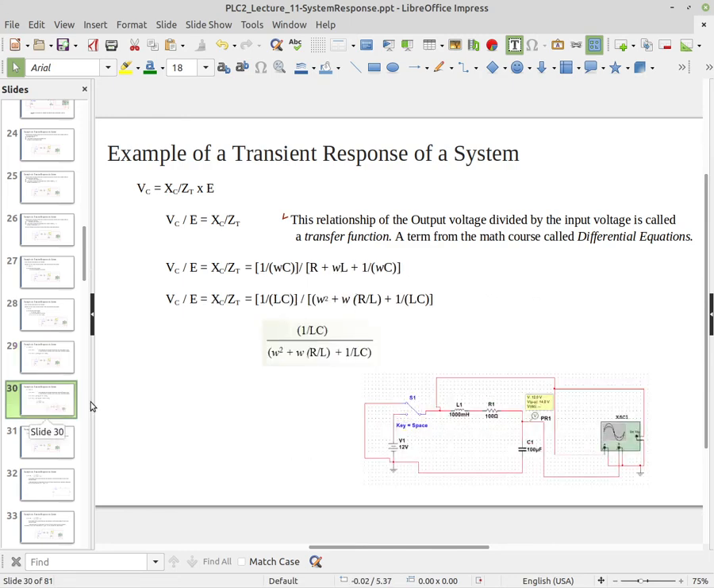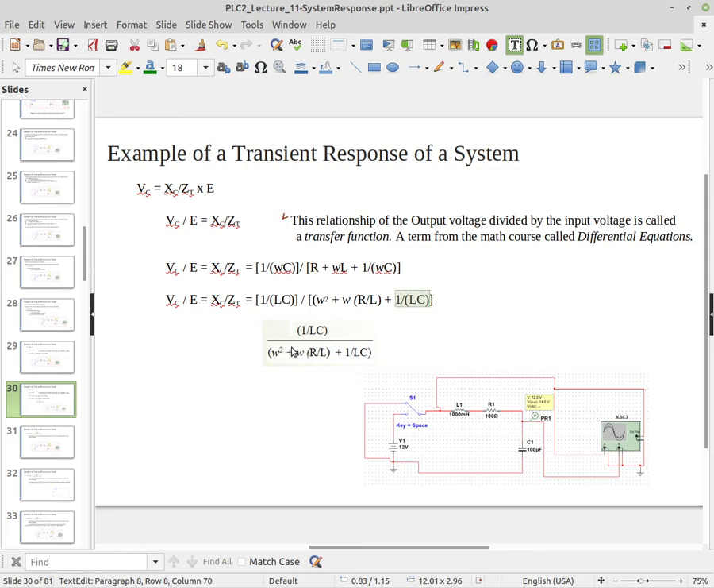Well, it turns out that if you solve this in terms of omega, you end up getting omega squared plus omega times R divided by L plus 1 over LC. Now remember, omega is a frequency, 2 pi f, it's an angular frequency. Now, the very interesting thing about this is the fact that we can tell the natural frequency of the system is the square root of 1 over LC.